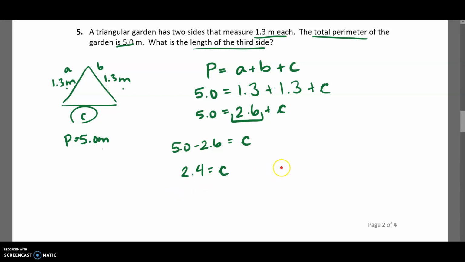That means the third side is 2.4, make sure you put your units, meters.